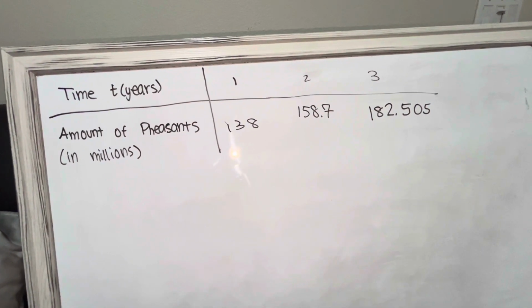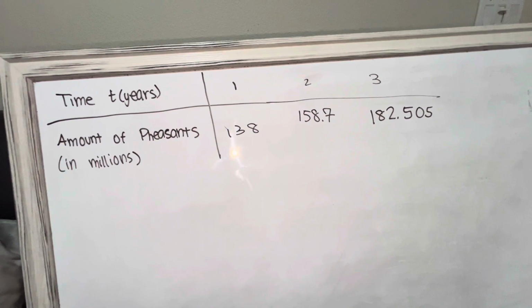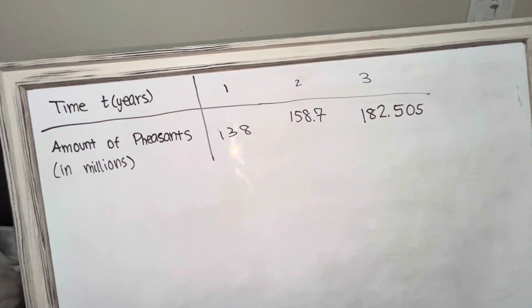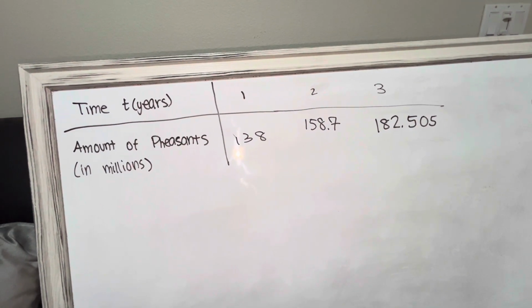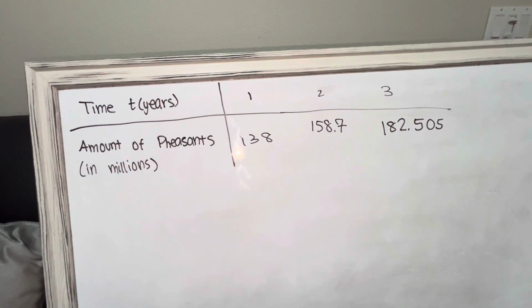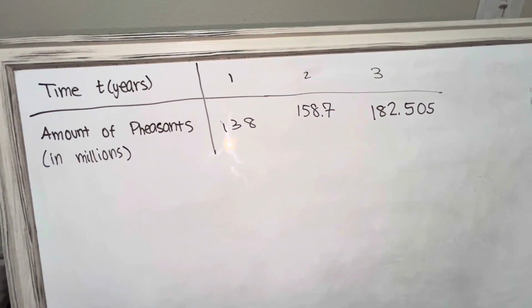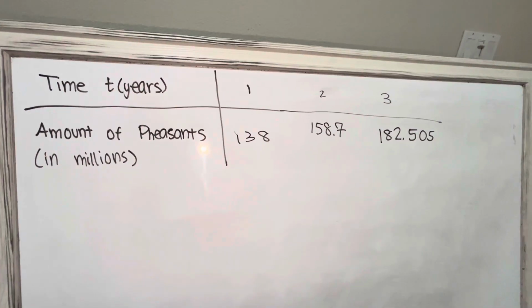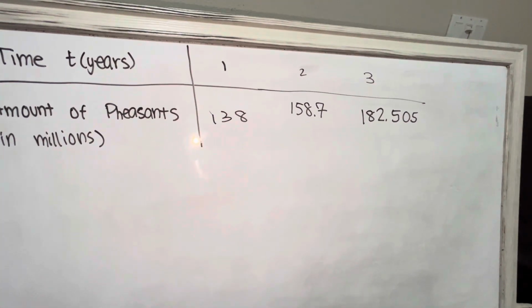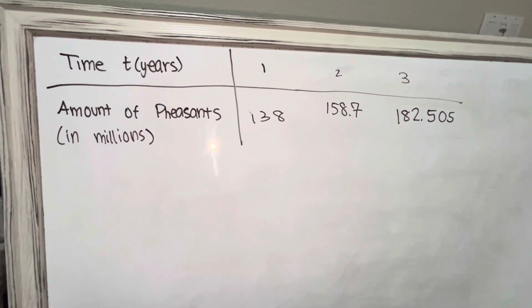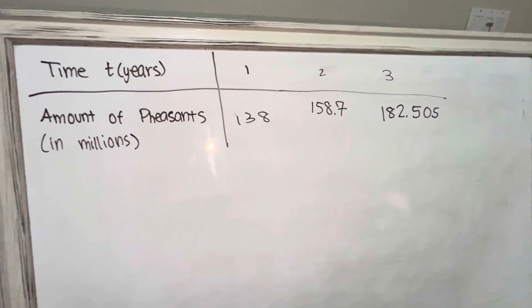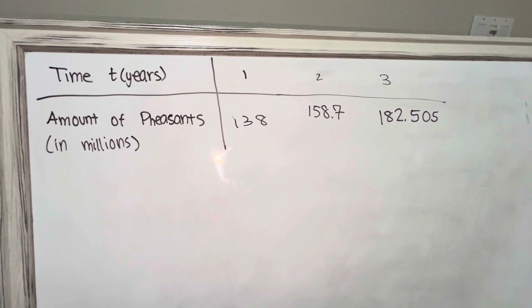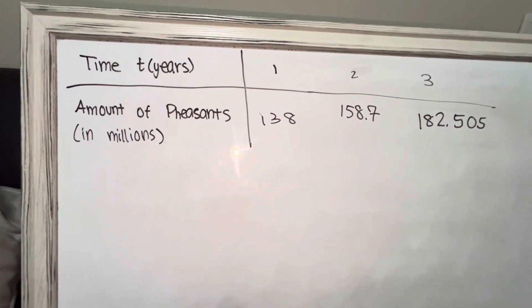The table gives the amount of fusants in millions on a certain farm at time t years. If the amount of fusants grows exponentially, what would the amount of fusants be at t equals 10.5? So your time, which is basically your x, or your inputs, are displayed over here, as well as your amount of fusants, which is going to be on your y-axis, which are your outputs. So let's put these into a table on our calculator.